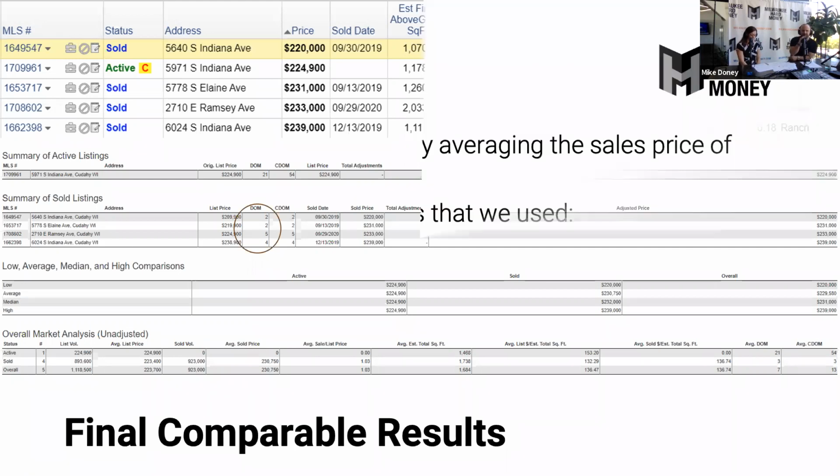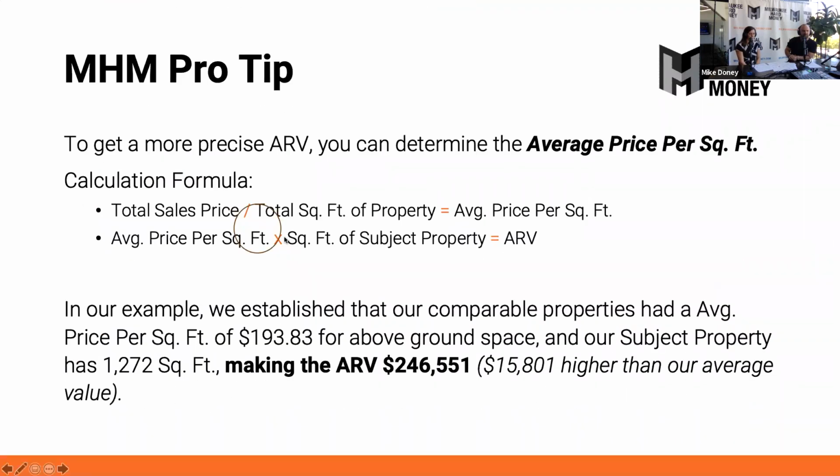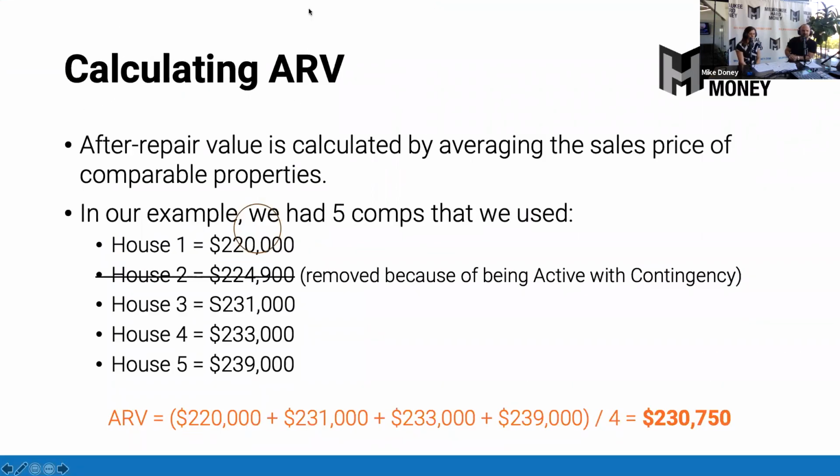All right, we've got 10 minutes left, so I'm going to bring this home for you if that's okay. Can you go back up one, please, Mike? The after repaired value is calculated by averaging the sales numbers. So we took house 1, house 3, house 4, and house 5. As Sarah said, house 2 was active with offer, so we threw that out. Jared nailed it, we got to an ARV on this property of $230,750. So Jared, thank you for that.